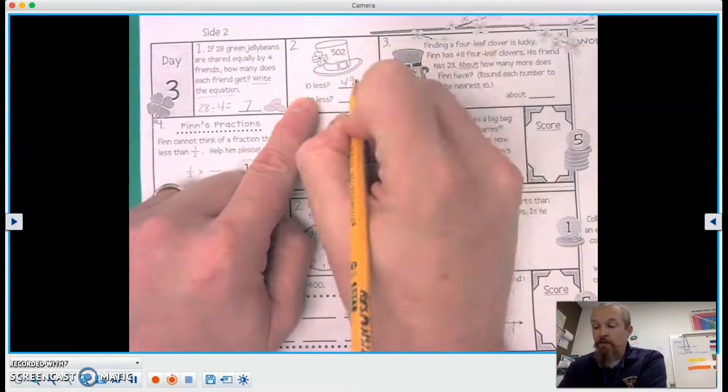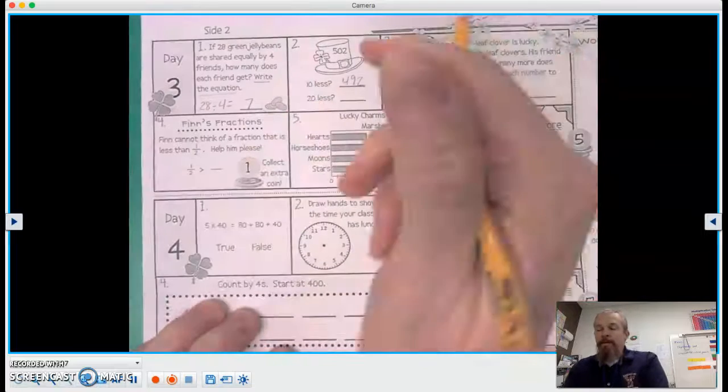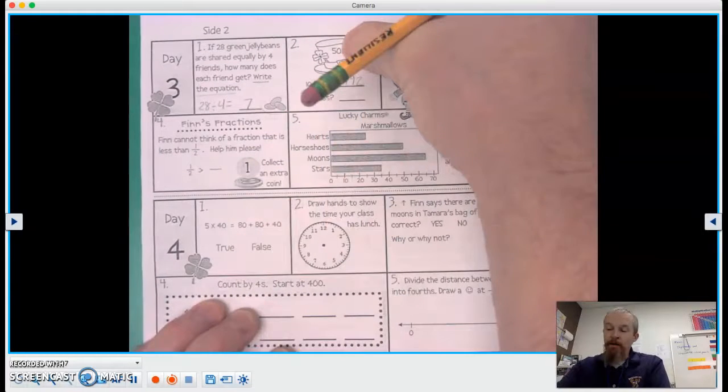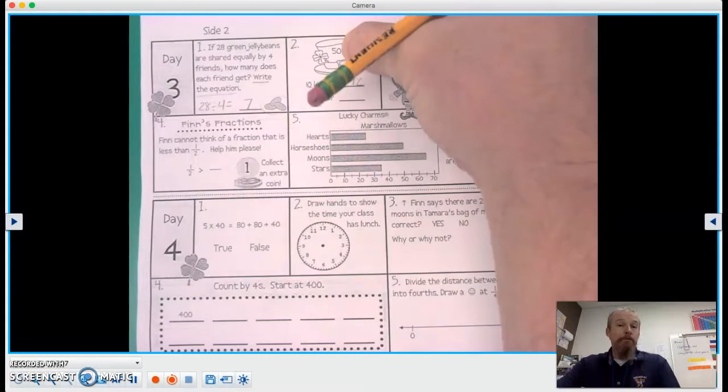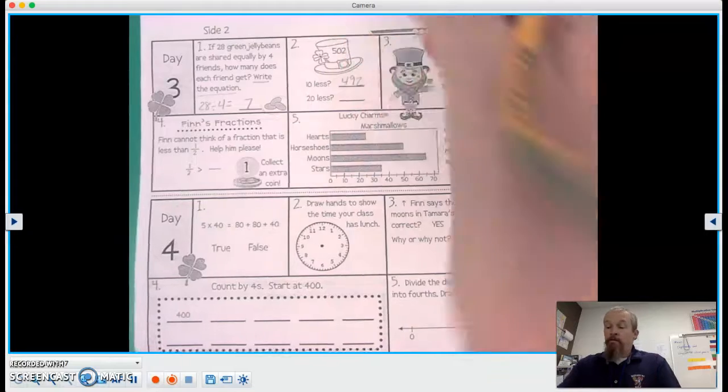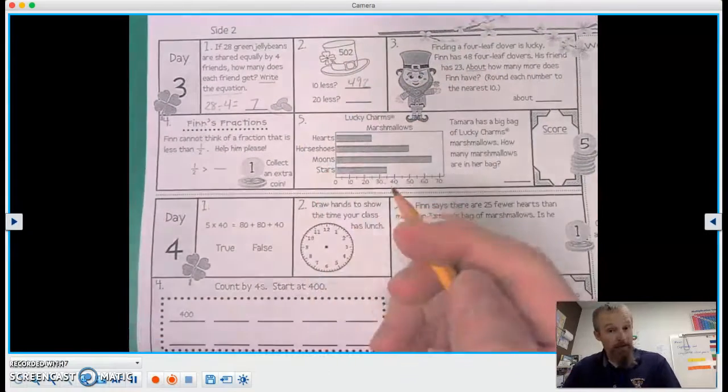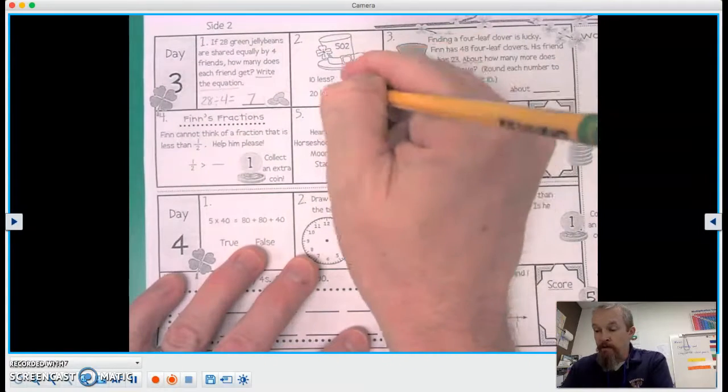Don't forget your 2 in your ones column though, right? Now this says 20 less than this number. Again, that's 2 less than 50 then. So 49, 48. Very good.